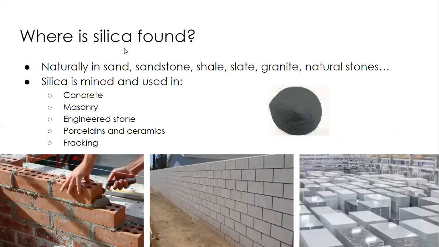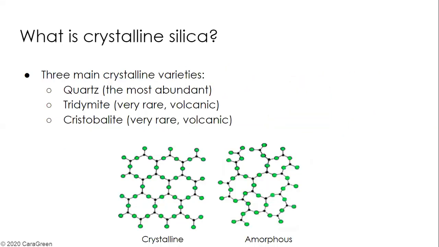Where is it found? It's all around us, and very much so in our construction materials. It's in sand, sandstone, shale, slate, natural stone. And it's mined, and it's used in all of these foundational building materials that you see listed here. It's also used for fracking.